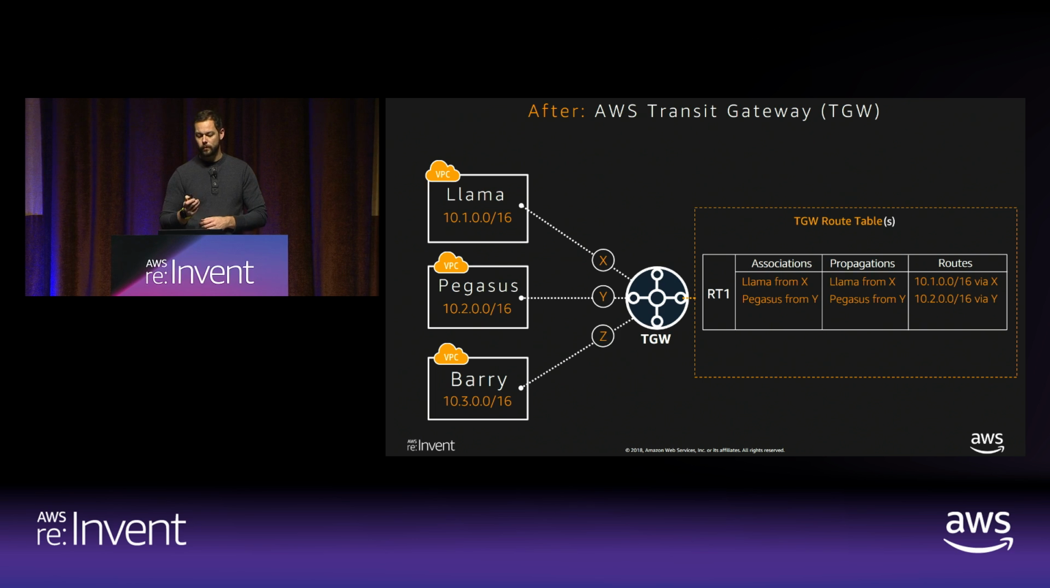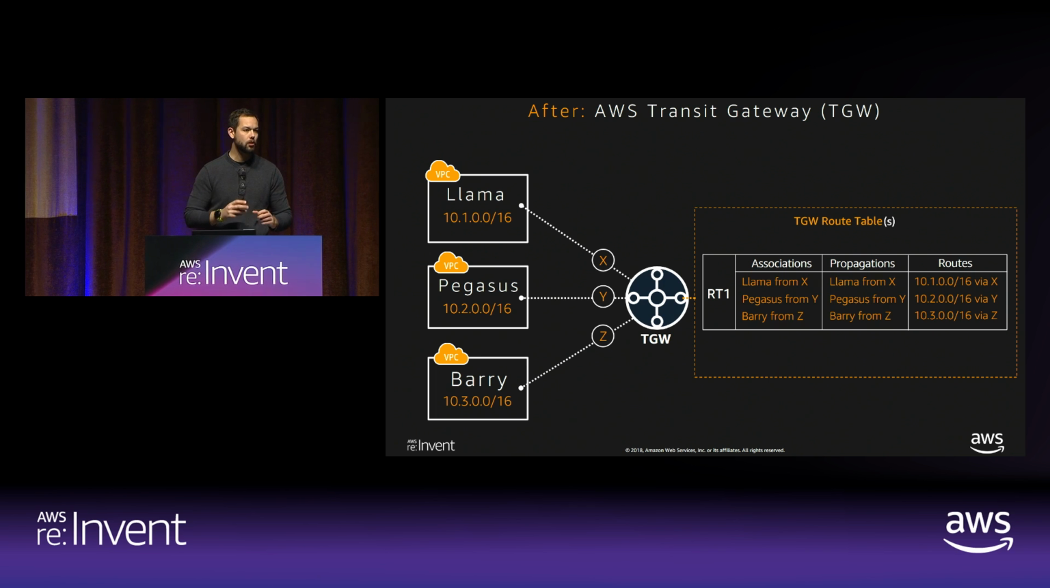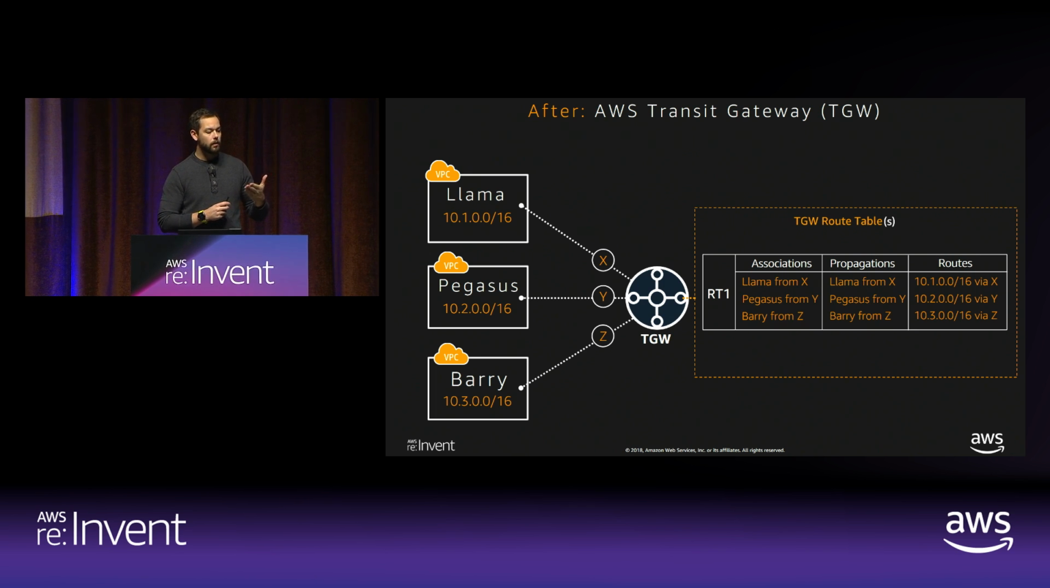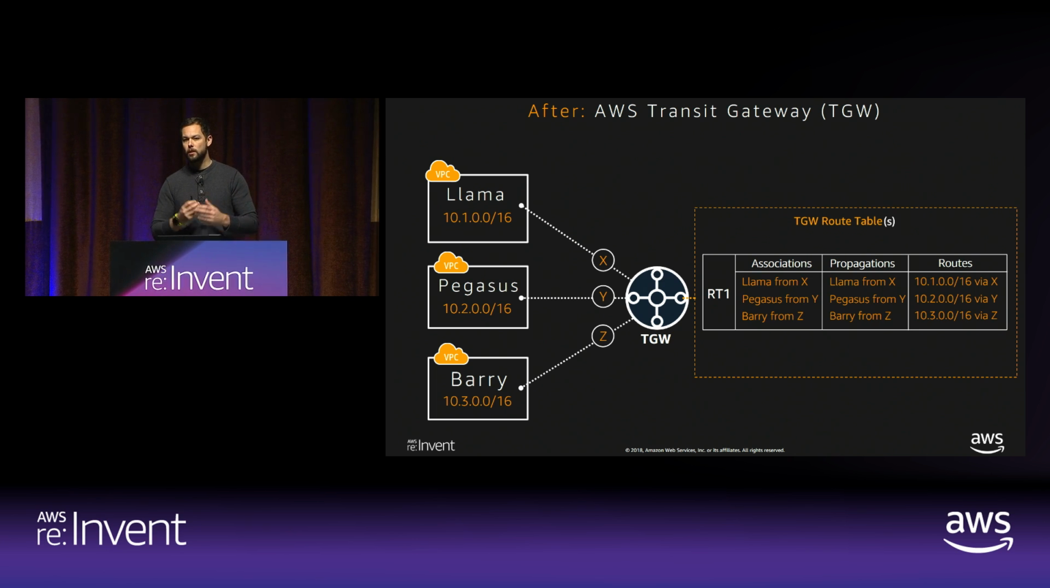Third, Barry. We've got attachment Z, Barry from Z, and we're installing the route 10.3. So with this flat route table, now all of these VPCs can talk to each other because we have a route table where we've enabled the propagation for all of the CIDR address ranges to be advertised and installed into that route table. And each of the associations for those attachments are in that route table. So a packet comes from Llama, it goes into the route table, we have a look up, the destination is Pegasus, we route it out the attachment for Pegasus. So now it's almost like a hub and spoke type arrangement where the TGW is the hub.